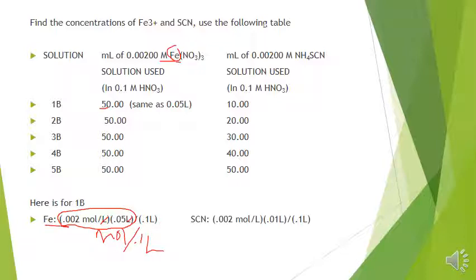Now for the SCN, you do the same kind of thing. You take 0.02 molarity times 10 mils, 0.01 liters, and that'll give you how many moles of the SCN. Then you divide it by 0.1, and that'll give you the molarity of your SCN. If you notice, the iron is the same for all of them, while the concentration of the SCN is going to be different for each of the Bs.